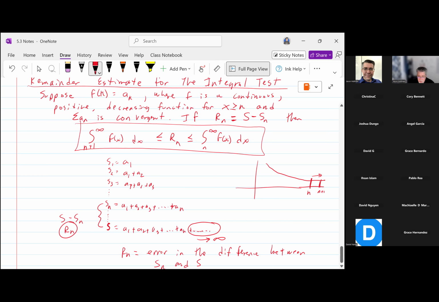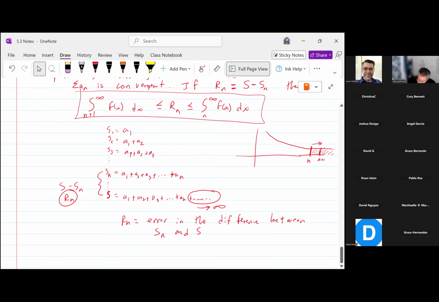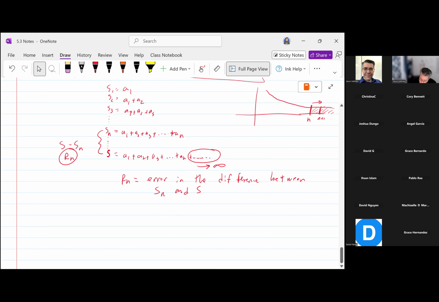But if we cut it off at n plus 1, we'd have a smaller value, a smaller integral, because again, the integral is the area under the curve as we go that way. So it does make sense that n plus 1 comes first, because that's going to give us the smaller value. And we're saying that the remainder of the series is between these two.